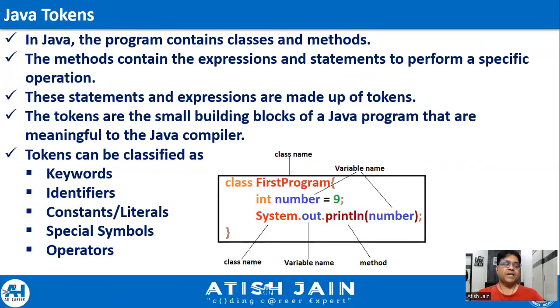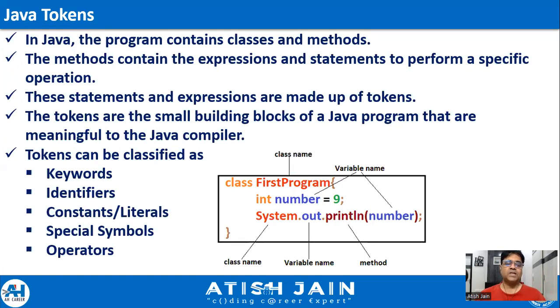Now you need to understand some technical terminologies before we start writing programs, and that is known as a token. What do you mean by token? A token is nothing but the smallest individual element of your program. These smallest individual elements, or tokens, are nothing but the building blocks of your Java program that are meaningful to the compiler. These smallest building blocks are understood by your compiler, and the compiler knows what to do when it comes across these kinds of building blocks.